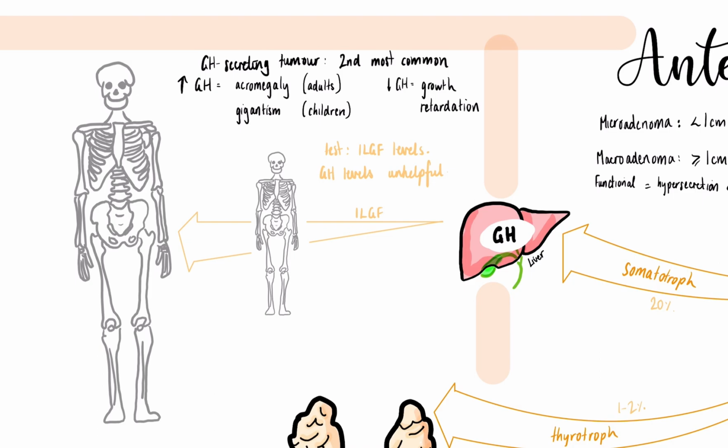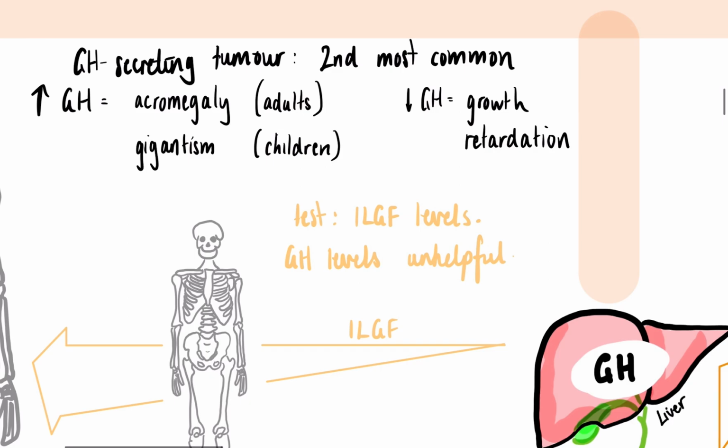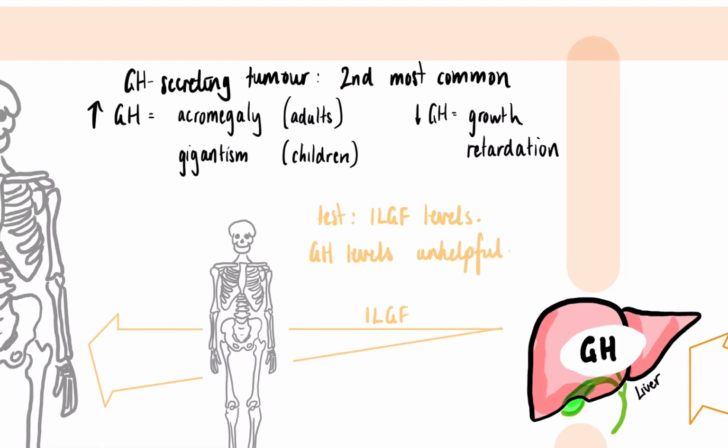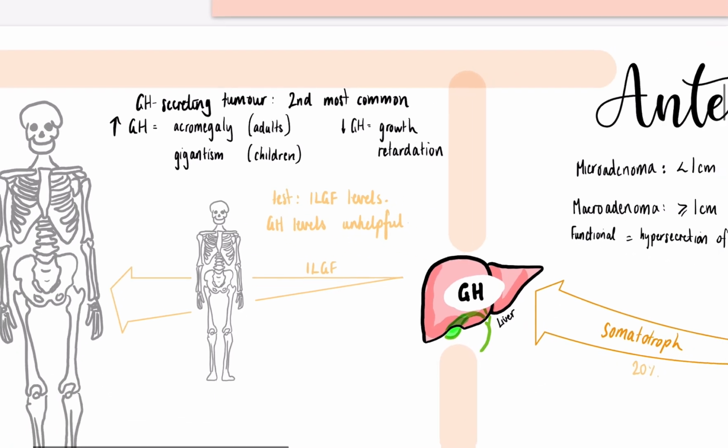And then if you get a decrease in growth hormone for any reason, for example, due to a pituitary adenoma of a different cell, you'll get growth retardation. And to test this, we look for insulin-like growth factor levels, because for some reason or another, growth hormone levels themselves are unhelpful in a blood test.